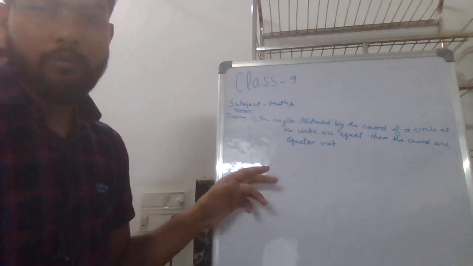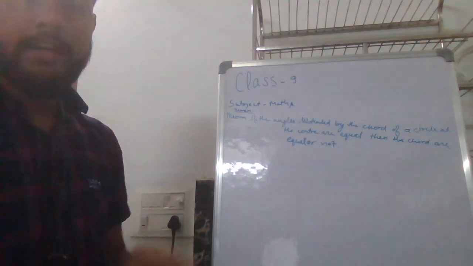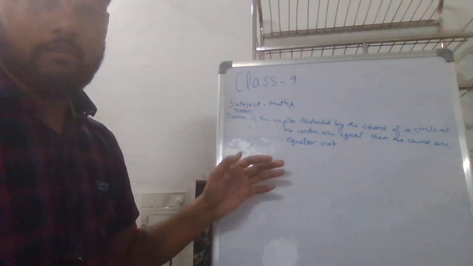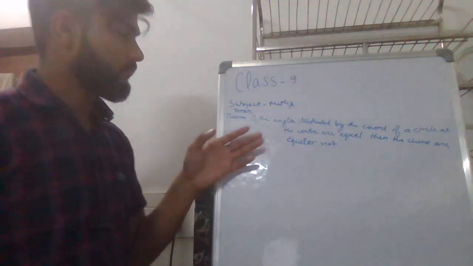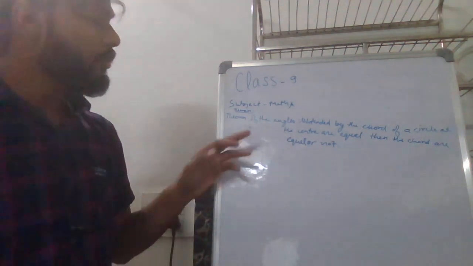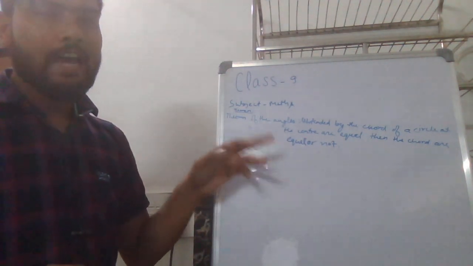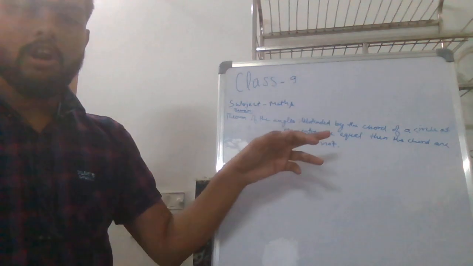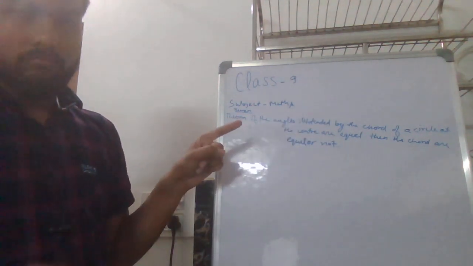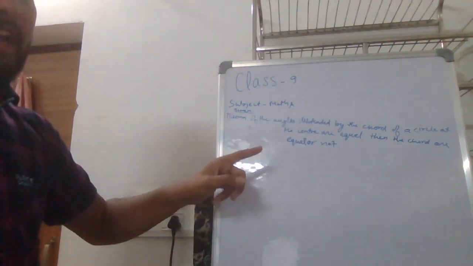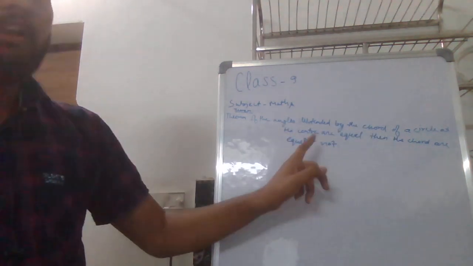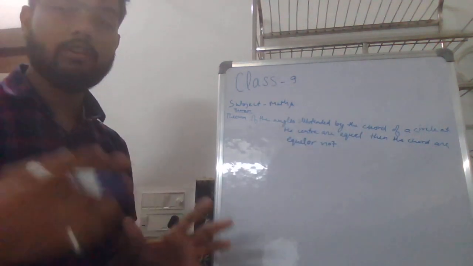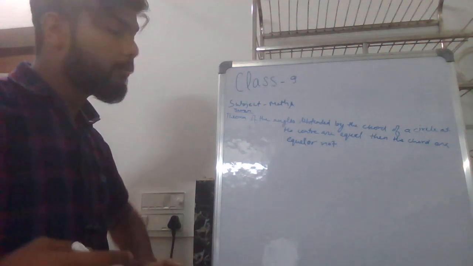Okay, you have to read this theorem and tell me what we have to do in this question or theorem. Here we can see that if the angles subtended by the chords of a circle at the center are equal, then the chords are equal. So here we will come to prove this theorem.